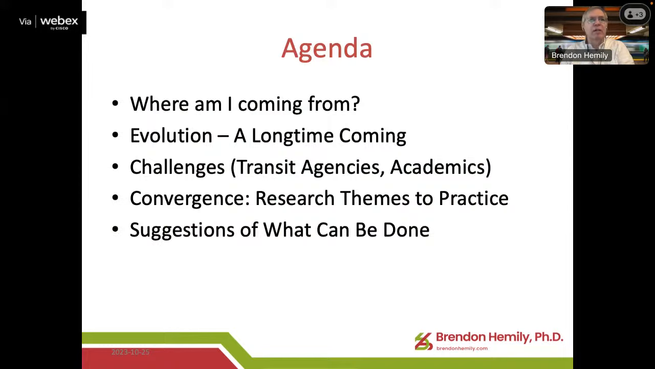So my agenda is as follows. I'm going to briefly talk about where I'm coming from. Then I'm a big fan of history. I'm going to talk about the evolution and that it's been a long time coming to this point. Then I'll talk about challenges, first from the transit agency point of view, and then from the academic point of view. And I believe we've come to a point of convergence of interest, and I'll talk about some of the research themes, some of the exciting research that is being done on using transit ITS data in particular, and then some suggestions of what can be done.